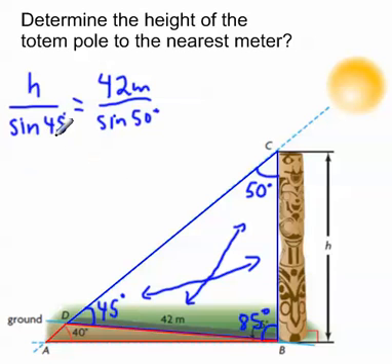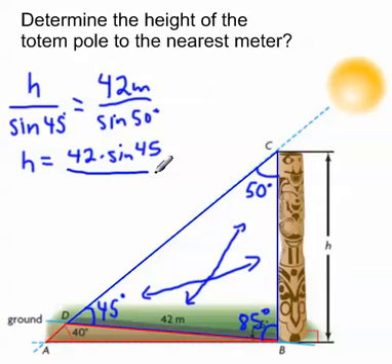Now again, I know that because h is across from a smaller angle, my answer should be less than 42. So doing the math, I'll have h equals 42 times the sine of 45 degrees, and I divide that by the sine of 50 degrees, and I'll end up with h equals 38.77 meters.